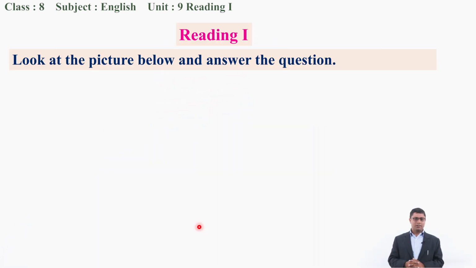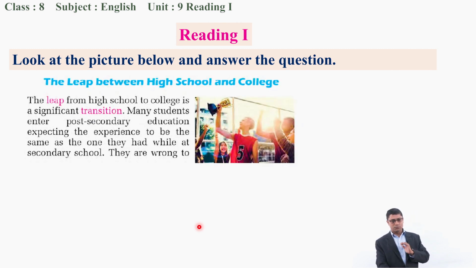Now, dear students, we'll start the reading text. So please look at reading 1 in your textbook, okay? All right, now we'll do the first exercise given there. It says, look at the picture below and answer the question. So which picture? The picture given just alongside the text there. You have to look at this picture given on your textbook. Did you see this? All right. Now there is a question you need to answer.